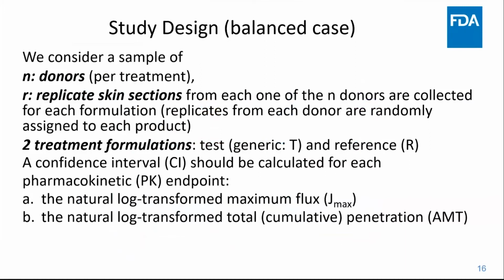So in the balanced case, we have a sample of N donors. We have our replicate skin sections per donor and per treatment. And we have, of course, 2 treatments: the test, which is the generic product, and the reference product. So we will construct the confidence interval for 2 endpoints: the natural log transform maximum flux, or Jmax, and the natural log transform total cumulative penetration, or AMP, which used to be called AUC.